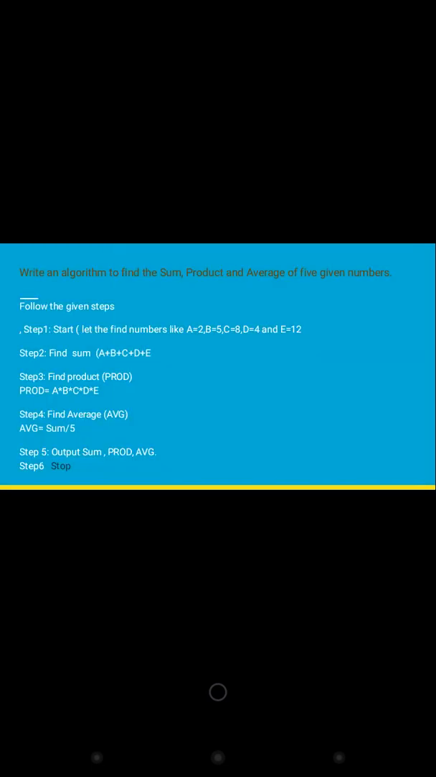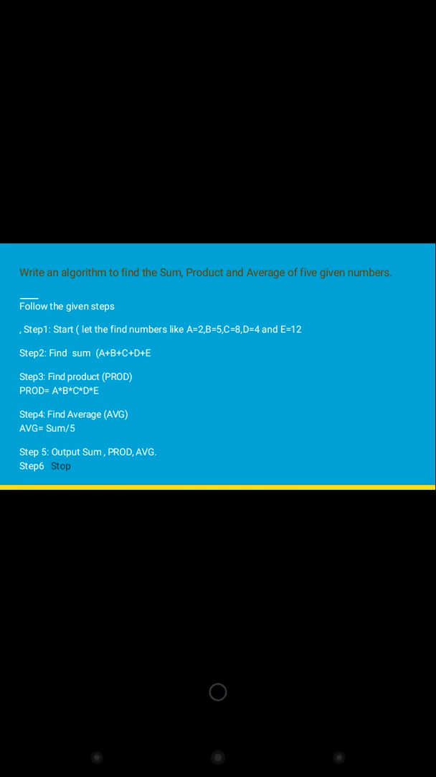Now move to next. Write an algorithm to find the sum, product and average. First of all, step 1, start. Let's take numbers like A is equal to 2, B is equal to 5, C is equal to 8, D is equal to 4. These are supposed values. Step 2, find the sum. Sum is a predefined formula. SUM. Step 3, find product in brackets PROD, predefined. Step 4, find average. Formula of average, sum divided by 5.